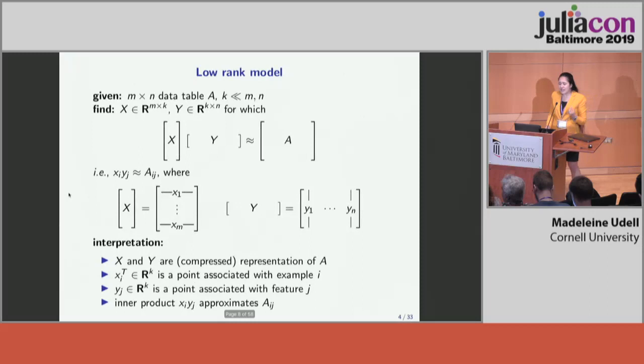And last, the inner product, which I'm going to write as x_i y_j, where x_i is a row vector here, approximates A_ij. So if I have some missing entry, I want to know what it was, I can impute it using the value x_i y_j. Okay, so that's cool, now I have to explain the squiggly equals.